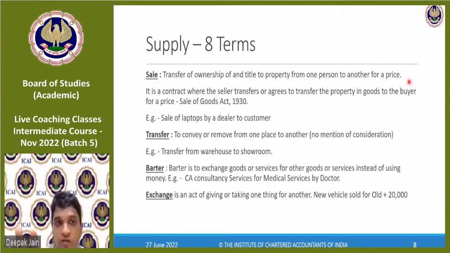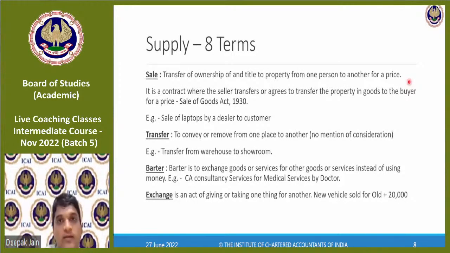Basically, there should be a transfer of ownership of the title to property from one person to another person. If I give a software, like Tally's example, or any software which I develop, and I give you a right to use it, that is not a sale, because I am not giving you everything. I'm not giving you title to property. Title to property means what? If I give it to you, you can use it however you want.